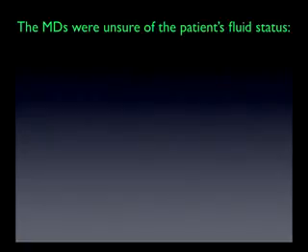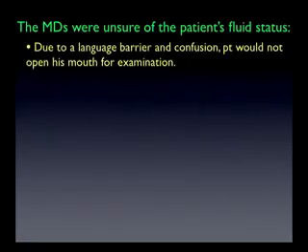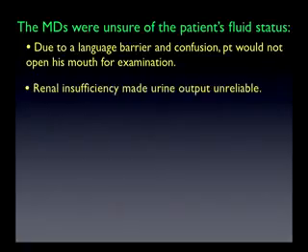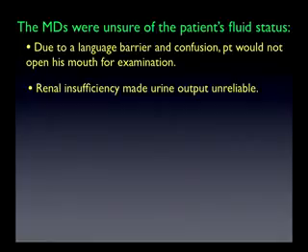The MDs were unsure of this patient's fluid status. The patient did not speak English, and due to a language barrier and the patient's confusion, the patient would not open his mouth for examination. Since the mucous membranes were not easily able to be examined, we could turn to the urine output. However, renal insufficiency made the urine output unreliable because the patient had a baseline oliguria.